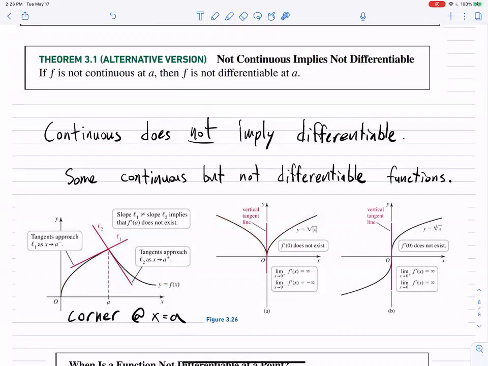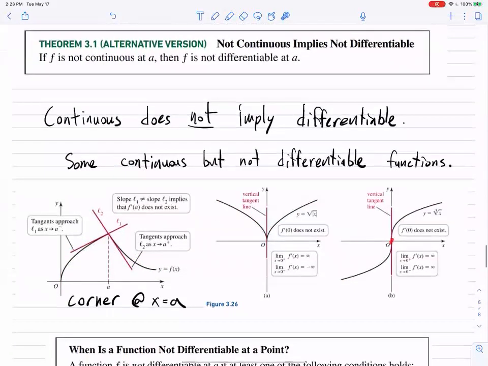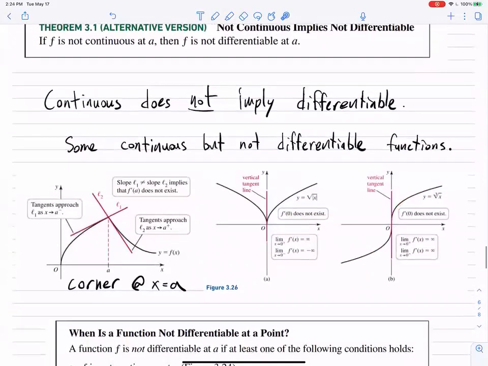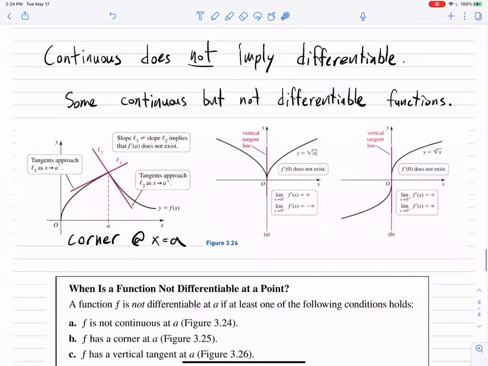Or you could have a vertical tangent line like this. And so the derivative does not exist at that point because it's infinity. And so even though the limit exists, and the derivatives are getting really, really positive, they're both going to positive infinity. So the slope's getting really positive, and then gets smaller. And so you can have these things that are continuous but not differentiable.